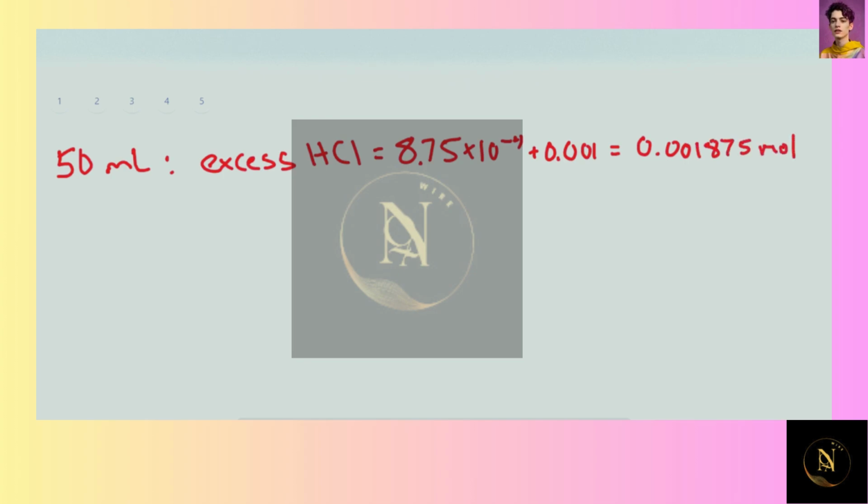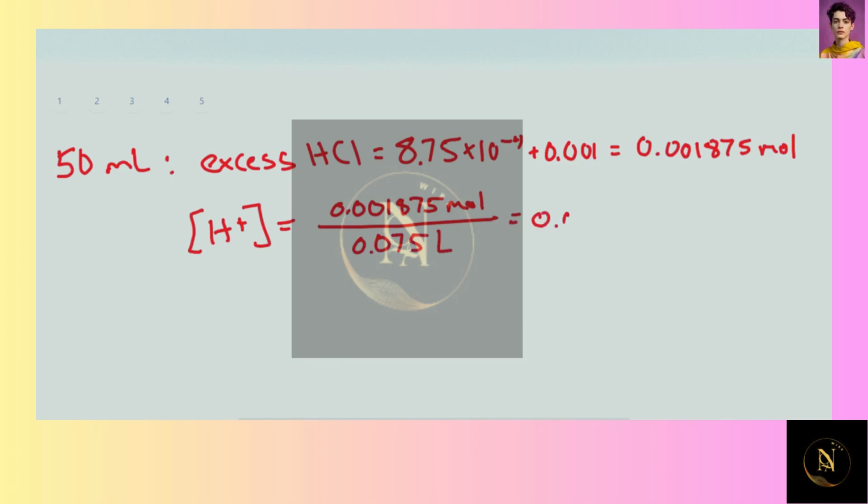moles of HCl. So what we need to do is calculate the hydrogen ion concentration as being equal to 0.001875 moles divided by what is now our total volume, which is 0.075 liters. And this is equal to 0.025 molar. And we can calculate the pH by taking the negative log of this value as being 1.60.